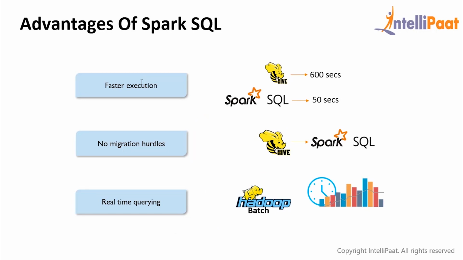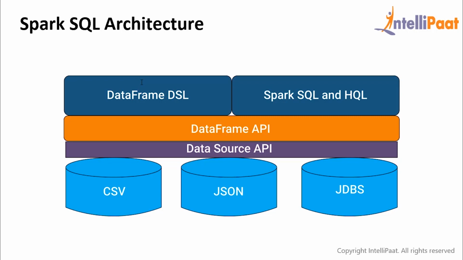The execution of queries in Spark SQL is much faster than Hive. So let's say if it takes 600 seconds to execute a query in Hive, it will only take 50 seconds in Spark SQL. And there are no hurdles if you want to migrate the Hive code to Spark SQL. And as we already know, we can do real-time querying with Spark SQL. Now let's look at the Spark SQL architecture.